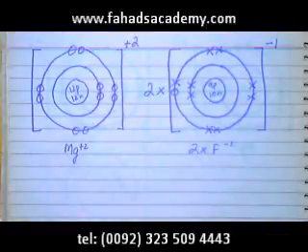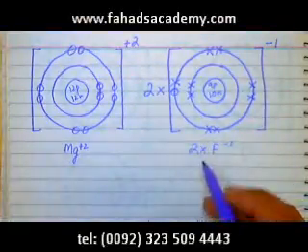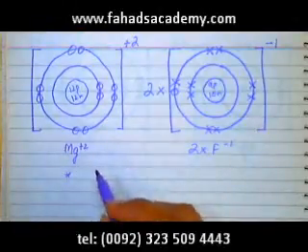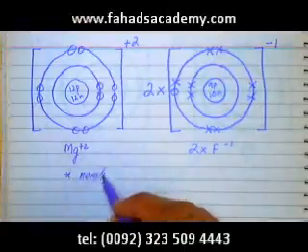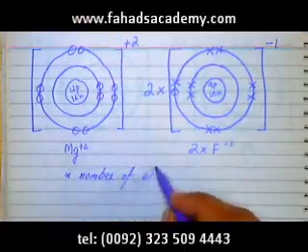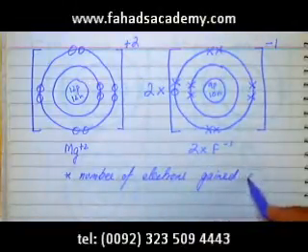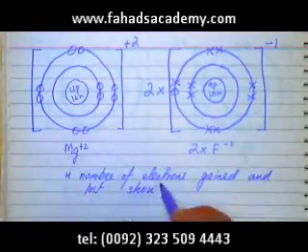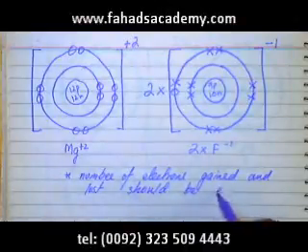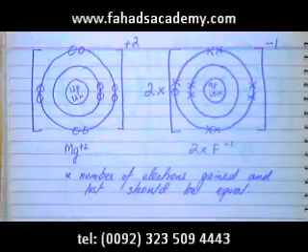And one easy way to figure out how many atoms we should draw, the number of atoms, because what we are basically trying to do is keep the number of electrons gained and lost equal. So we are trying to keep the number of electrons gained and lost equal.